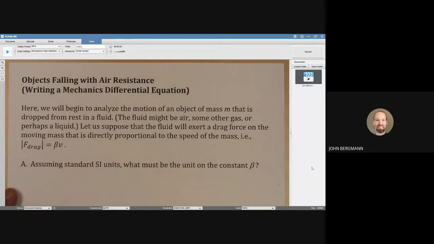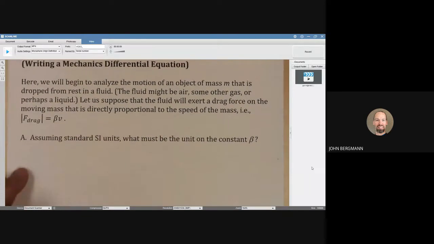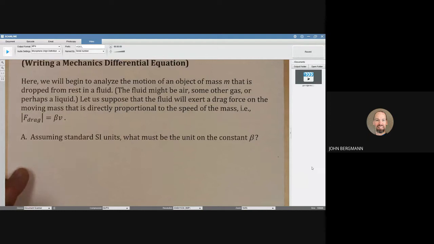Here, we're going to analyze the motion of an object of mass m that is dropped from rest in a fluid. The fluid might be air, some other gas, or perhaps a liquid. Let us suppose that the fluid will exert a drag force on the moving mass that is directly proportional to the speed of the mass, according to this constant beta. All right, assuming standard SI units, what must be the unit on the constant beta?